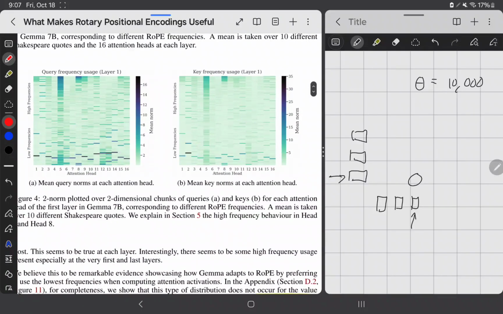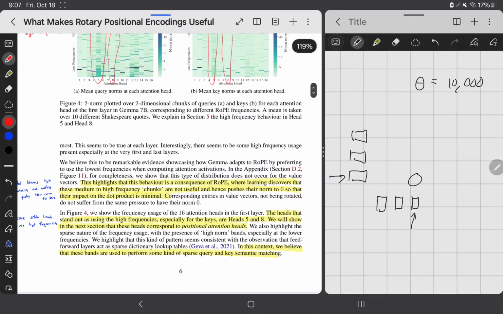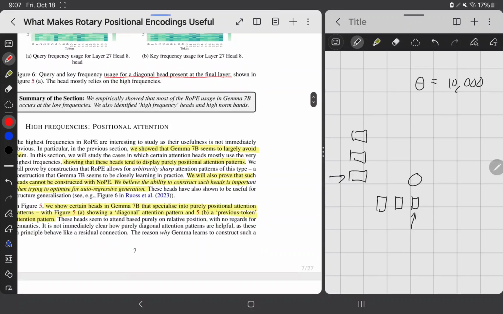And they show that there are some heads, they look at 5 and 8 specifically, because these have the most interesting patterns for both the queries and the keys. They look at these two heads, but they mention that some of them have this weird high frequency usage, while mostly low frequencies are used. So mostly low frequencies are used, but sometimes high frequencies are used. And let's get into why that is.